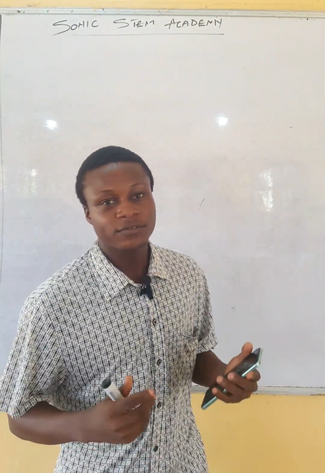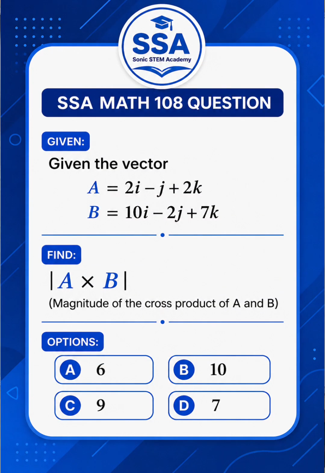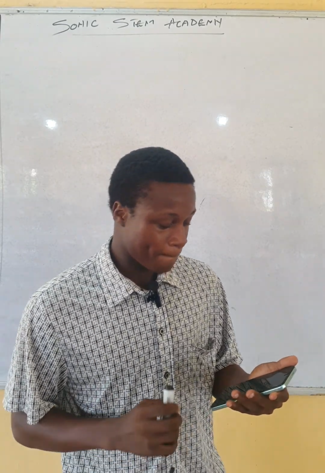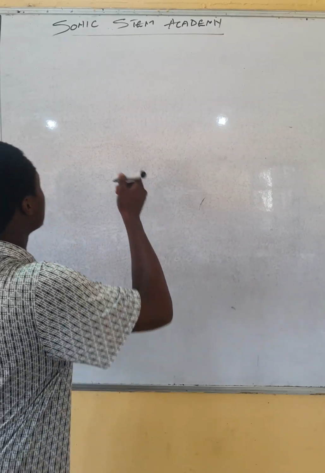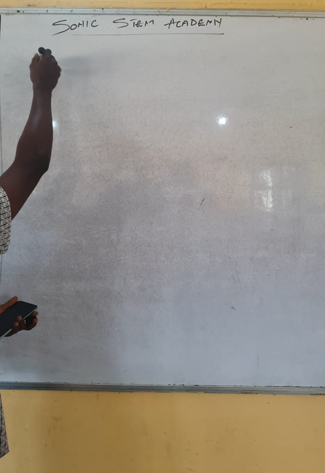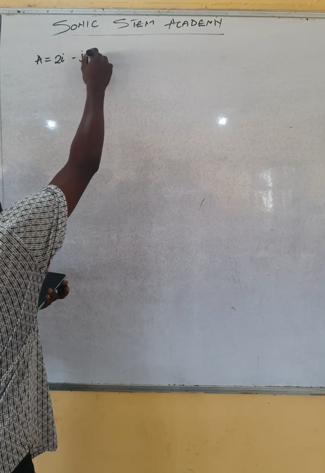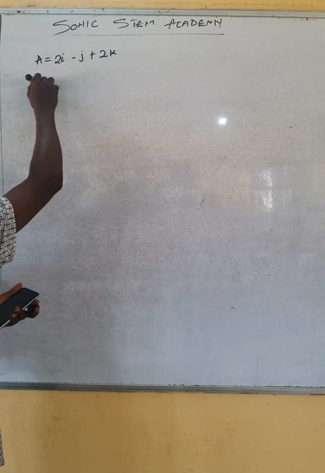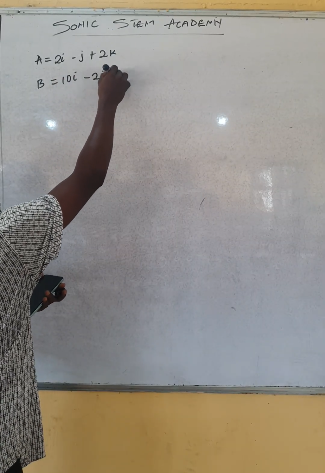In this video, we'll be looking at a sample problem on vectors, which says that given the vector A equal to 2i minus j plus 2k and B equal to 10i minus 2j plus 7k, find A cross B. That is a cross product on vectors. So we are given two vectors, A equal to 2i minus j plus 2k and B equal to 10i minus 2j plus 7k.